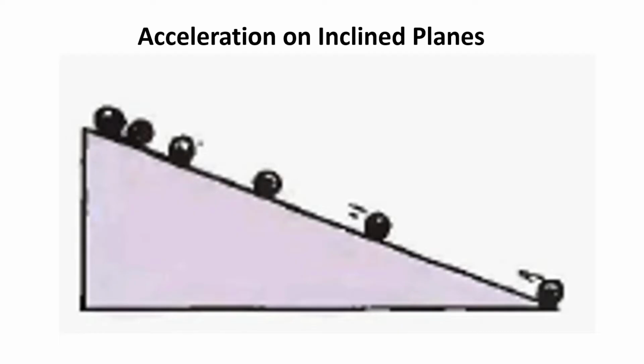So the idea here, if the ball rolls from the top of the inclined plane, the distances of this ball in each second increase. We will use these distances at each time interval to determine the acceleration of the ball on the inclined plane. So in this experiment, we will do that.